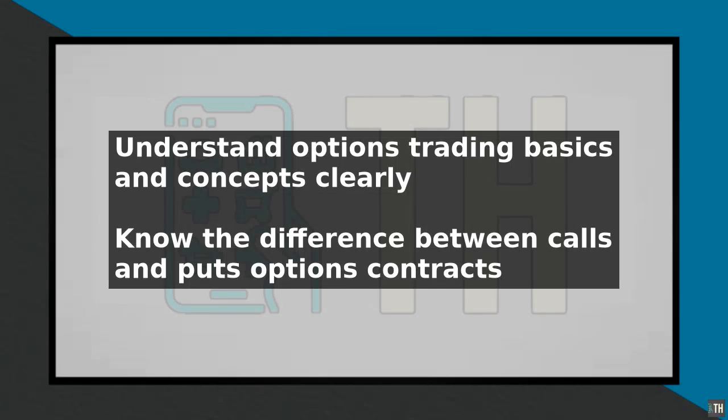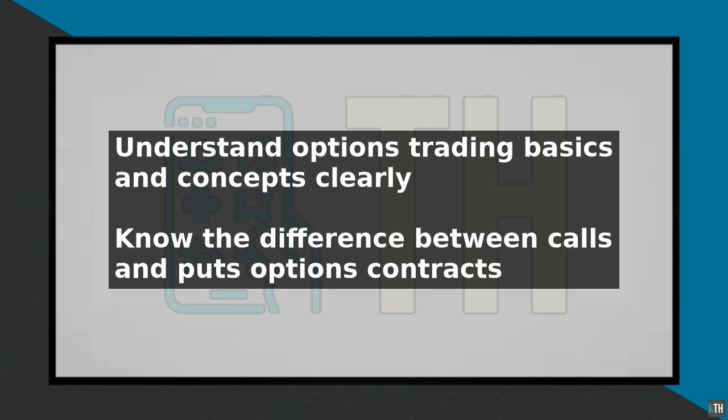Welcome to this tutorial on how to buy LEAPS on Robinhood, a comprehensive guide that explains the topic step by step. LEAPS, or long-term equity anticipation securities, are a type of option contract that allows investors to bet on the future price of a stock.